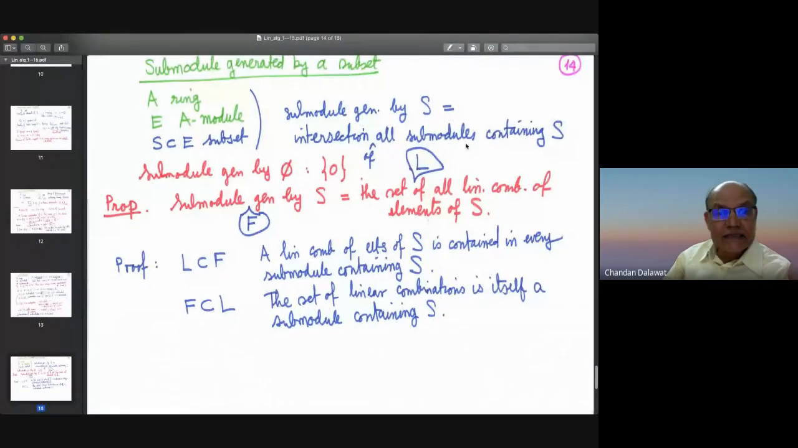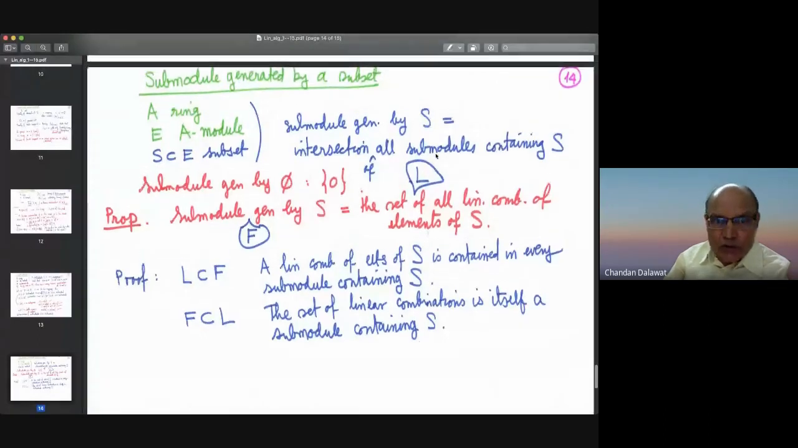Now, there's this notion of the submodule generated by a subset. You have a ring A, you have an A-module E, and you have a subset S of this A-module E. Now, there are two things which you can do. The first thing you can do is take the set of all linear combinations of elements of S.